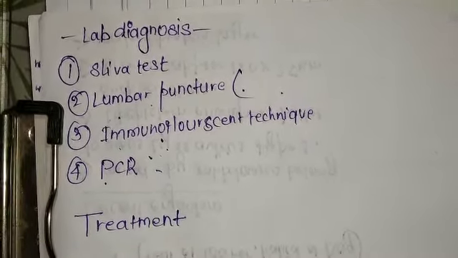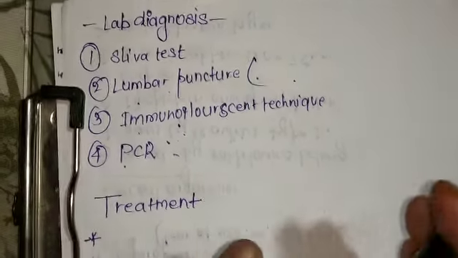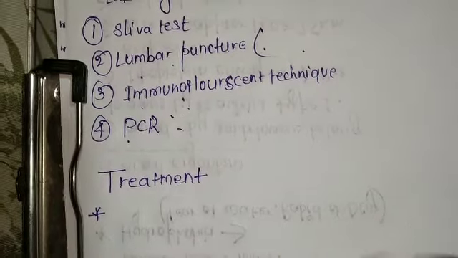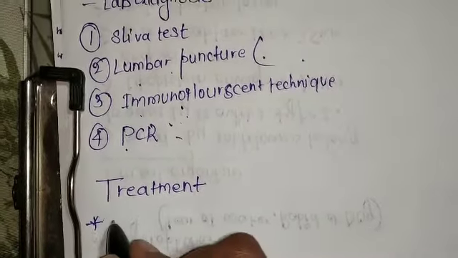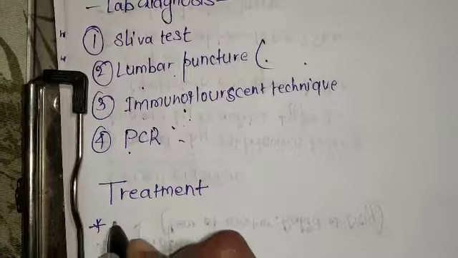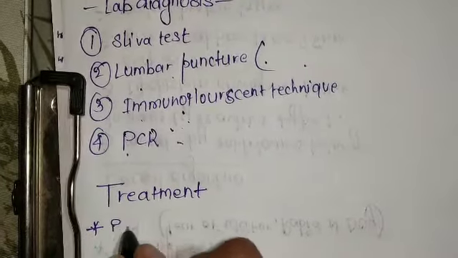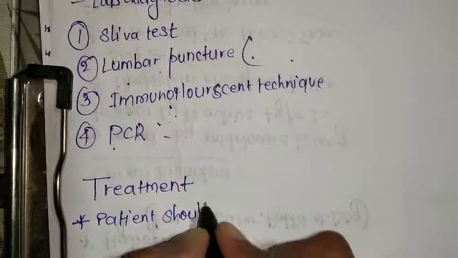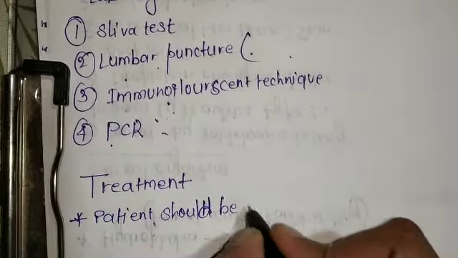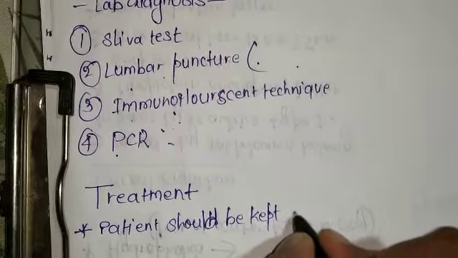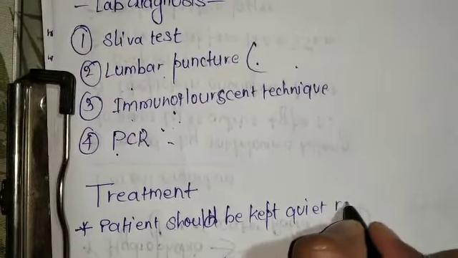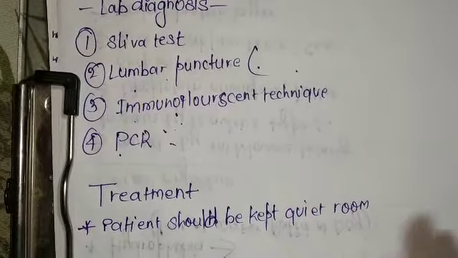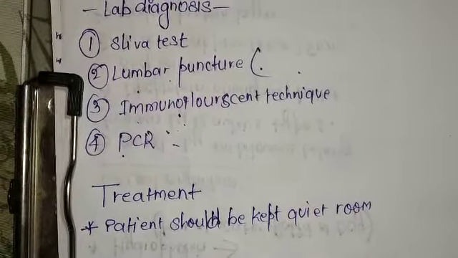Actually, there is no established treatment for this, but for relaxation purposes, the patient should be kept in a quiet room, as bright light, noise, cold, draughts, and spasms can cause a convulsion in the patient.